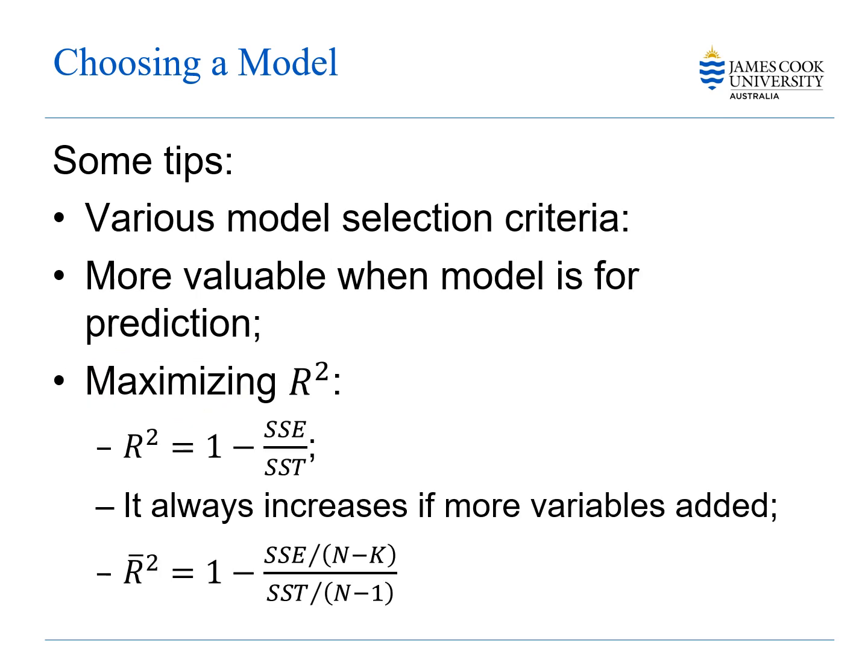You can also use several criteria to select models, and these are more valuable when your purpose is prediction. For example, you can check R squared, which is equal to 1 minus the sum of squared errors divided by the total sum of squares. Intuitively, a high R squared means that your model explains a higher proportion of the variation in the data, which is good, so the higher the better. However, a shortcoming of R squared is that it will always increase if you add more variables.